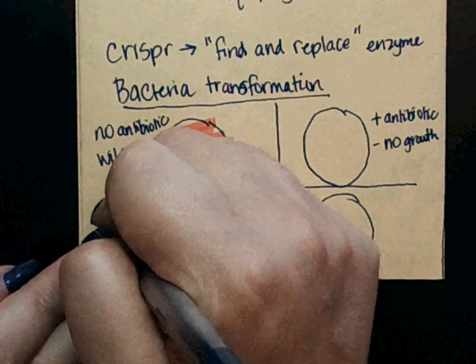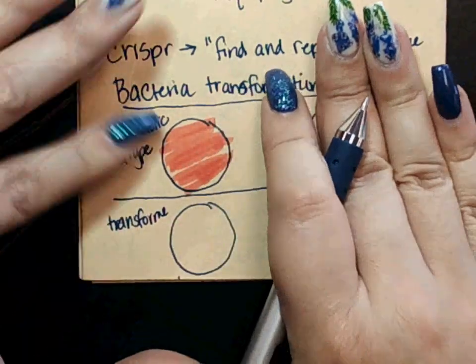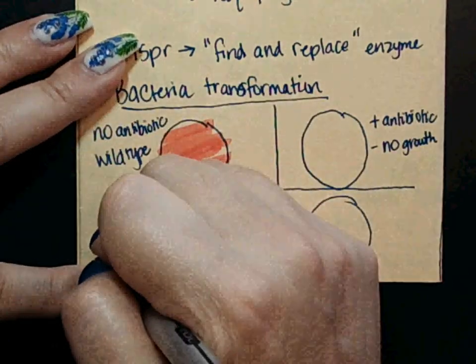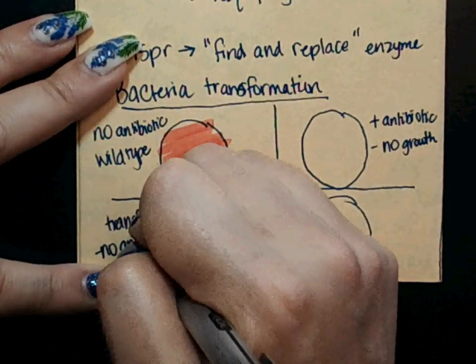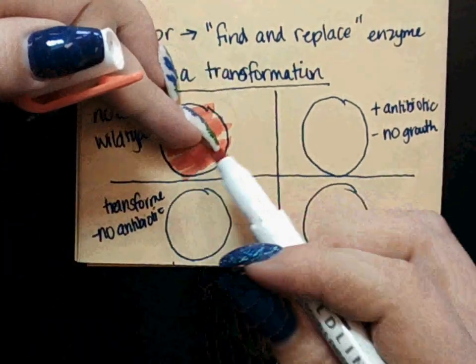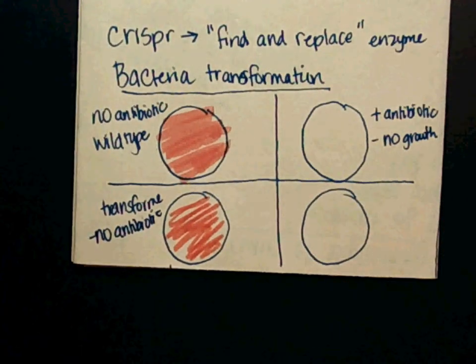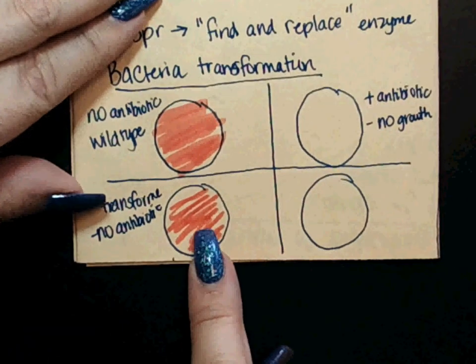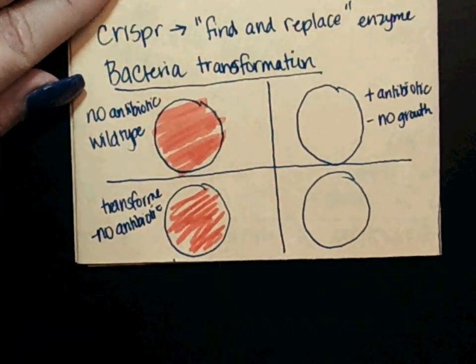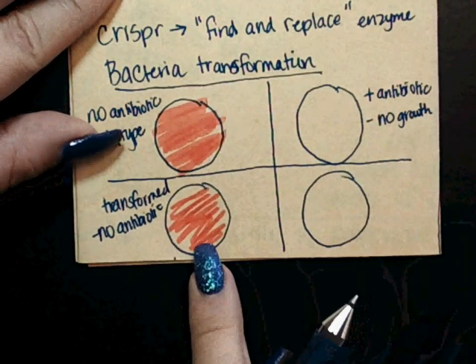So in this one, we have the transformed bacteria. Again, we still have no antibiotics on this side, no antibiotics. And if they survived, we again should see growth on this plate. If you see no growth on this plate, that means you accidentally killed all your bacteria in the transformation experiment. That's supposed to say transformed.